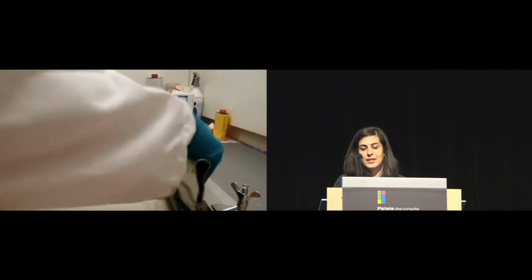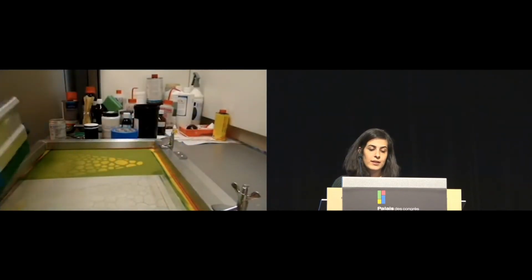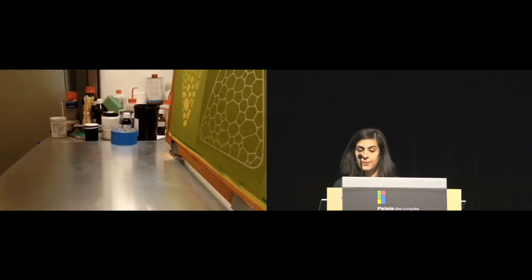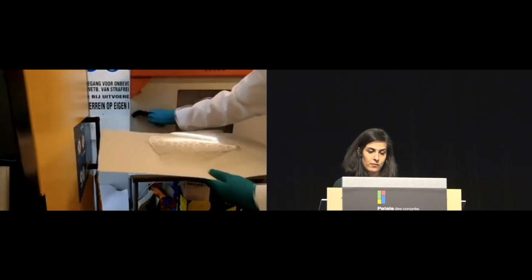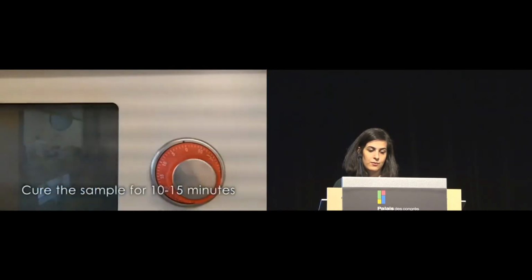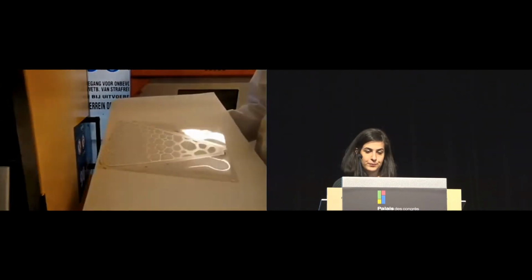So making a basic electroluminescent material sample involves repeating this process 3 to 4 times. So he's putting it in an oven for 10 to 15 minutes. And then the sample is ready for the next layer to be printed on.